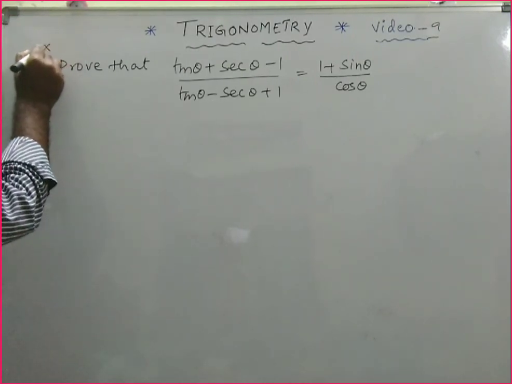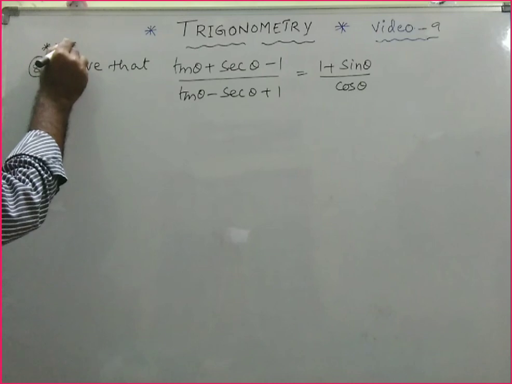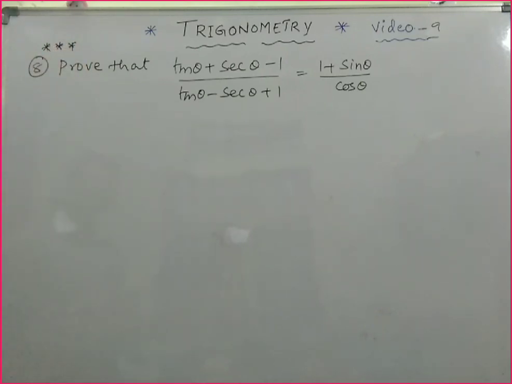So look at another beautiful question, that is number 8 from subjective 2. So prove that tan theta plus secant theta minus 1 whole divided by tan theta minus secant theta plus 1 is equals to 1 plus sin theta by cos theta. Most important question.